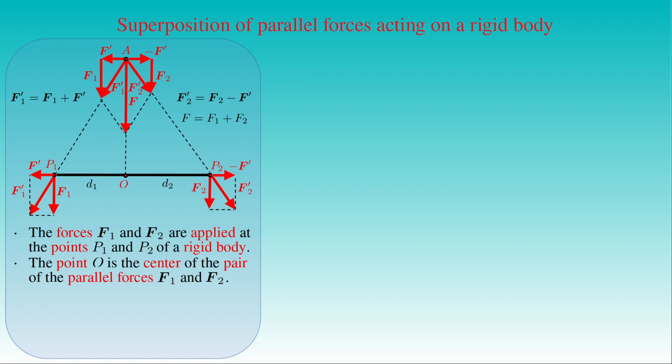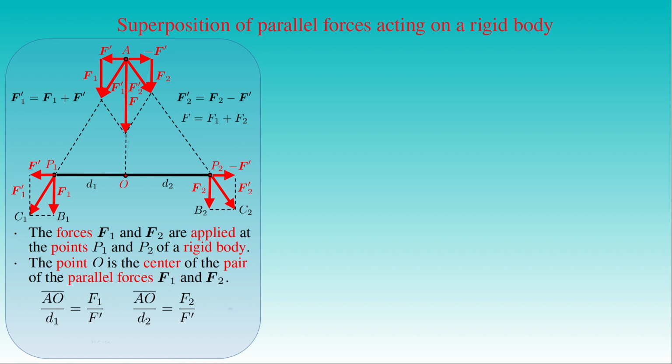then we can write that the ratio of the length of the section AO to the distance D1 is equal to the magnitude of the force F1 over the magnitude of the force F' due to the similarity of the triangles OAP1 and B1C1P1. Similarly, the ratio of the length of the section AO to the distance D2 is equal to the magnitude of the force F2 over the magnitude of the force F', because the triangles OAP2 and B2C2P2 are similar.